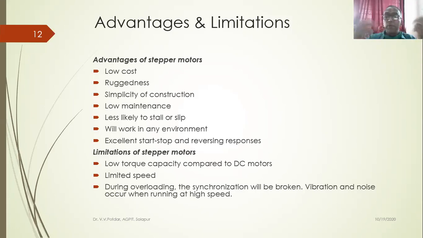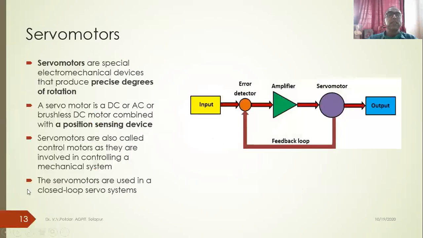So there can be even vibrations and noise when these are running at higher speed. These are some of the limitations of stepper motors. Next variety is servo motors. The name servo corresponds to position. Servo motors are positional motors.